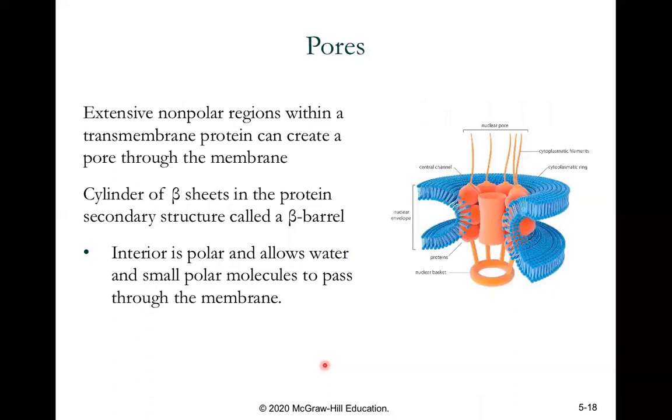So we have proteins that need to be activated, but we also have these pores, these nuclear pores that are extensive nonpolar regions within a transmembrane protein that can create a pore through the membrane. The cylinder of the beta sheets in the protein secondary structure is called a beta barrel, and the interior is polar and allows water and small polar molecules to pass through the membrane. As you can see in this image, here's the membrane, and the pore is pretty obvious, how open that pore is, right? We also have the nuclear envelope that is this area of the membrane.